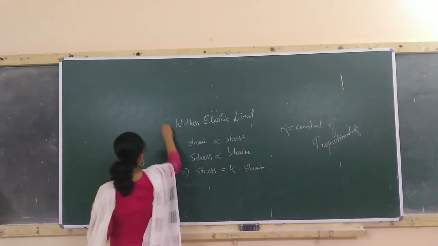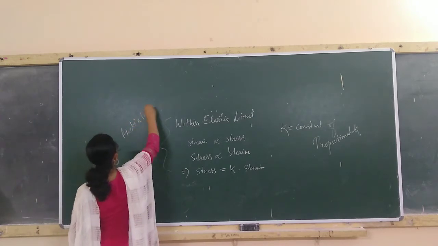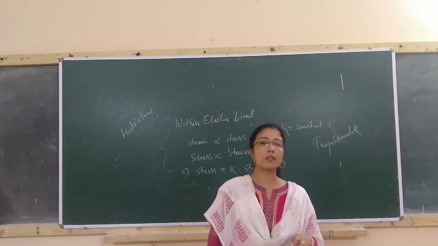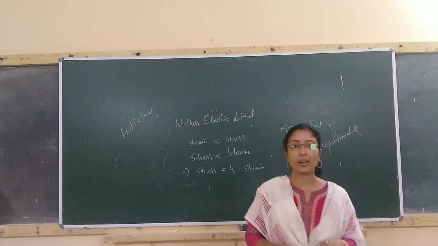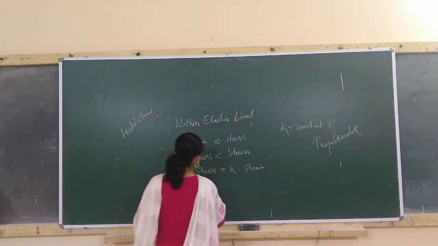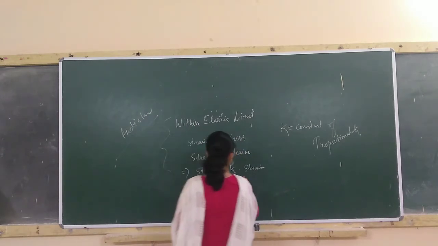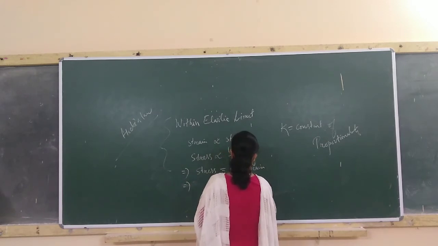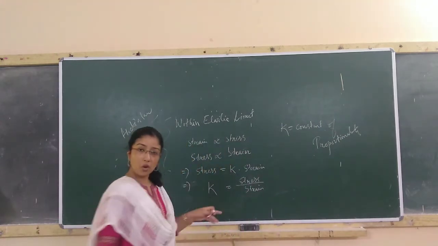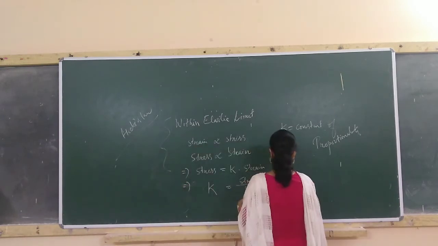So this rule is basically called Hooke's law. Okay, so what Hooke's law says is that within the elastic limit, stress is directly proportional to strain. And from this we obtain a constant of proportionality. So I can write it like this: K equals stress divided by strain. Okay, so this constant of proportionality is basically called the modulus of elasticity.